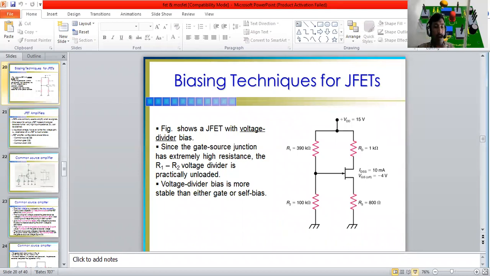Okay, now we see the different configurations. The JFET amplifier configurations are common source, common gate, and common drain, right? So in a BJT, what are the names? Common collector, common base, common emitter, right? So it is similar. Now see, this is the common source. Where is the source terminal here?